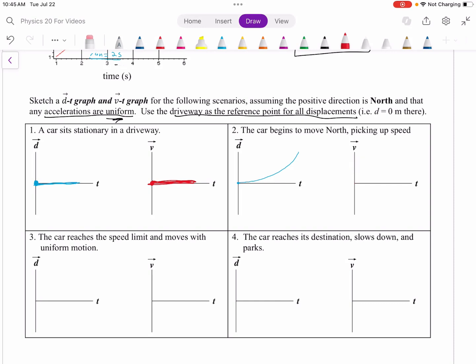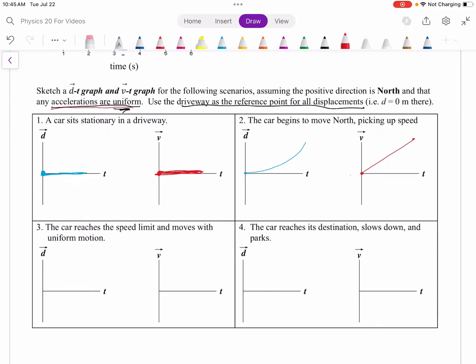Now, this is where that thing, "any accelerations are uniform," comes in. So it is going to be getting faster and faster, but it's going to be doing it by the same amount each second. Its velocity is changing, but it's always changing by the same amount as time goes on, at least for this interval here. Okay, perfect. Other thing, it starts at 0 because we know the car's not moving.